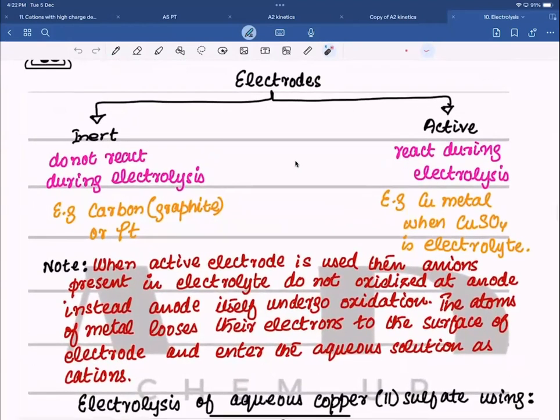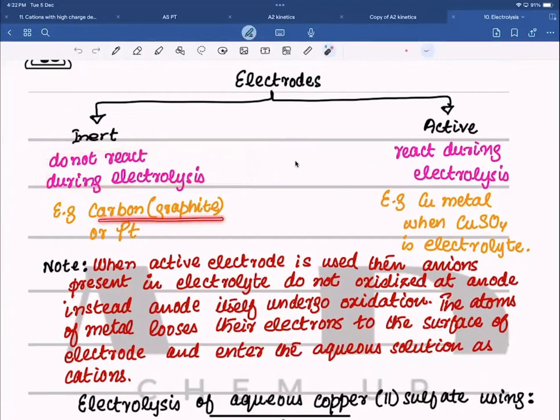Basically, the electrodes that we use in the electrolytic cell are of two kinds. One is the inert electrodes, and the second is the active electrodes. Why do we call them inert electrodes? Because they do not react during the electrolysis. They just provide the electrons for the ions present in the electrolyte to get reduced or oxidized. That is their purpose. So that's why they do not react, and we call them inert.